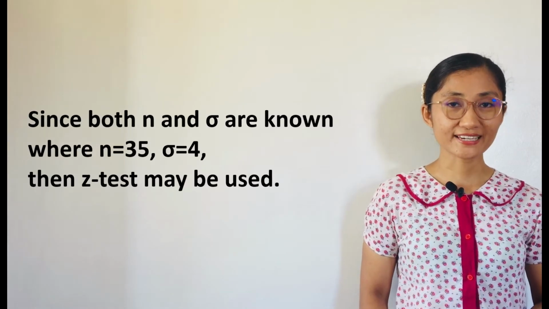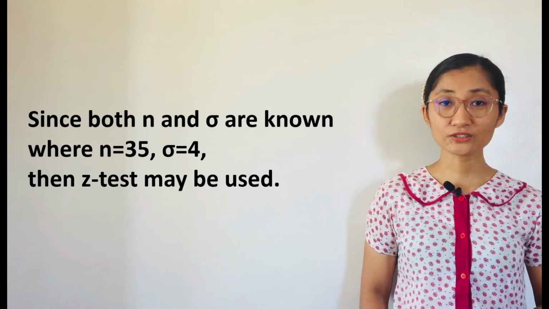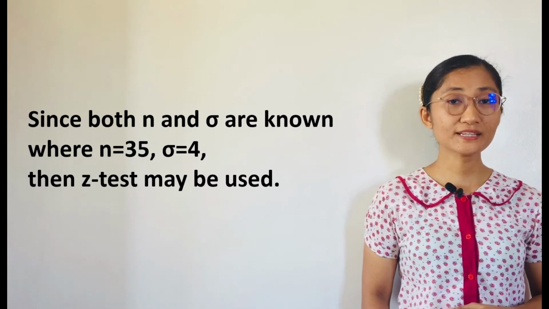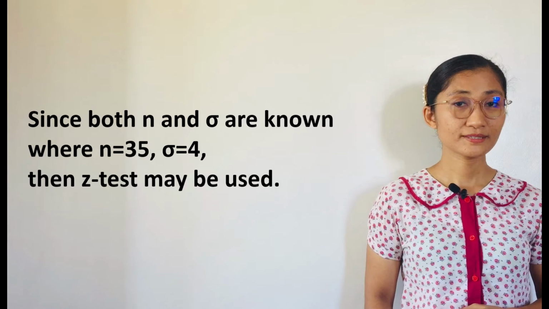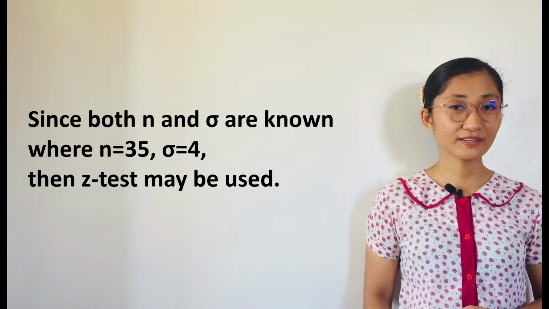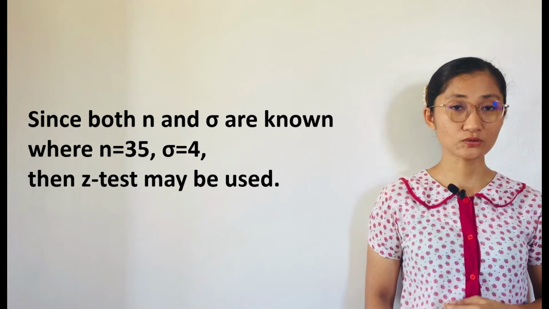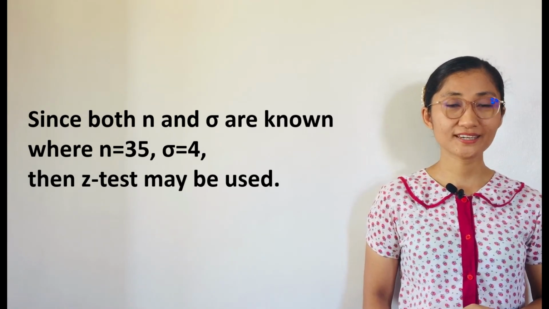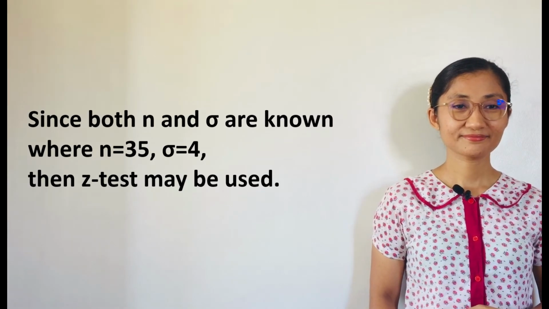Since the sample size n, 35 customers, is greater than 30, and since the population standard deviation, sigma, 4 minutes, is known, making the population variance possible to be solved as well, then the appropriate test statistic to be used is Z-test.